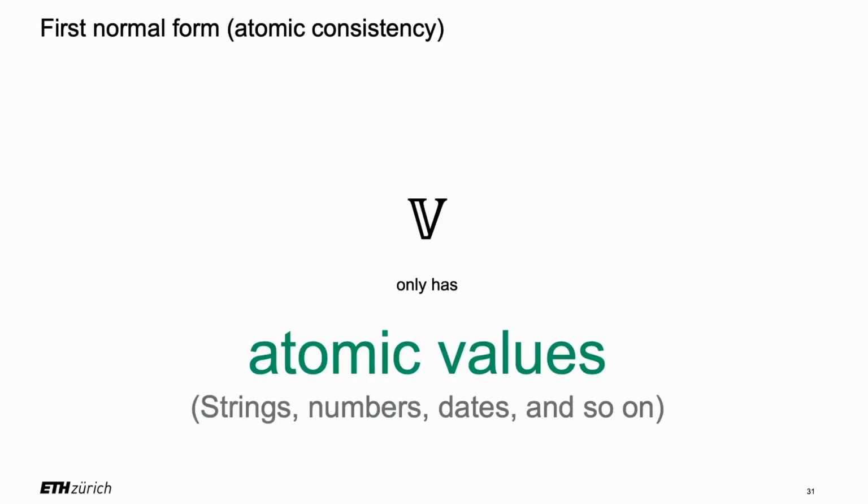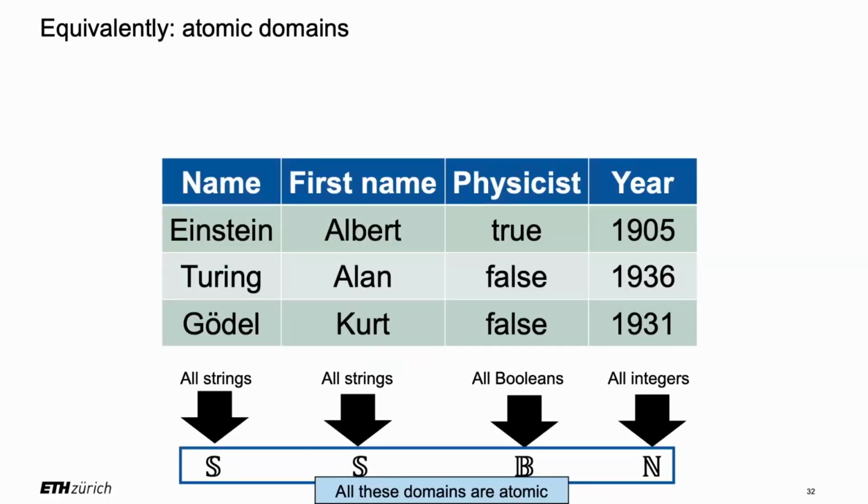So really, what we require in the first normal form is that when we say we have sets of maps, these maps map strings to values. In the first normal form, these values must be atomic. Atomic means strings, numbers, dates, and so on, but not tables or lists or anything that has a structure. This is atomic. This is in the first normal form.